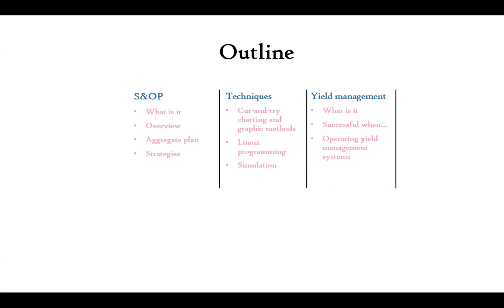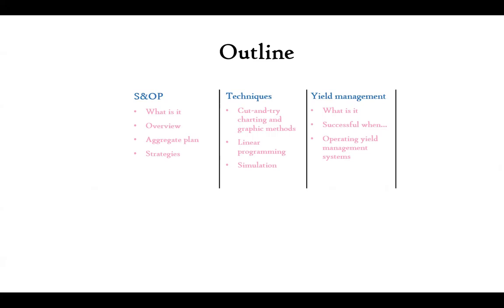So we have three techniques here. The first one is cut-and-try charting and graphic methods. We use graphics or Excel spreadsheets to try different plans, then make decisions to choose the best aggregate plan.